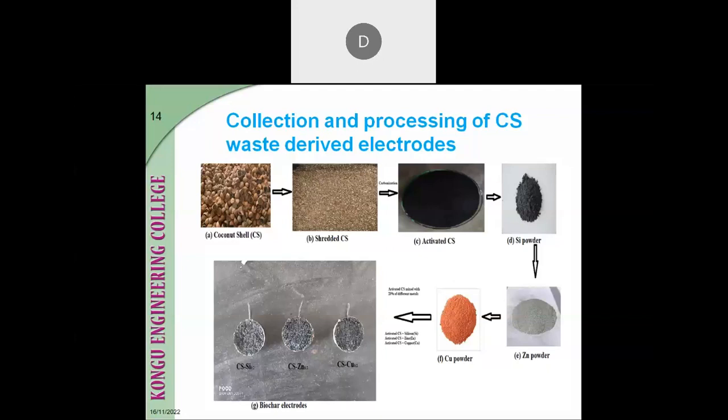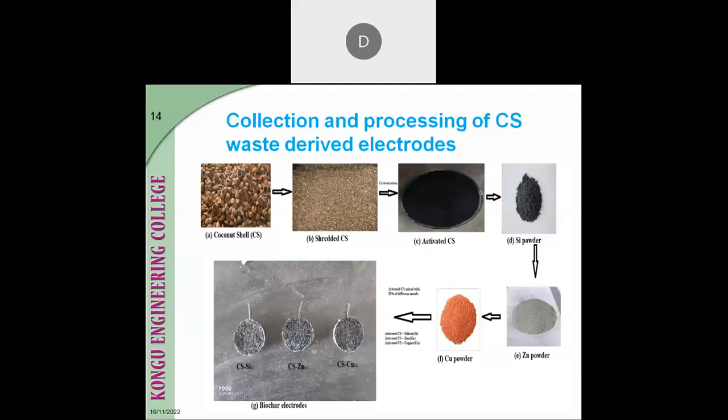This coconut shell consists of a large amount of carbon, and another important thing is that it is a waste material. We know that it can be used for the generation of power in industries. If you burn the coconut shell, we know it has a very good calorific value.